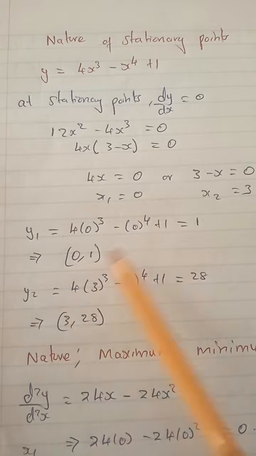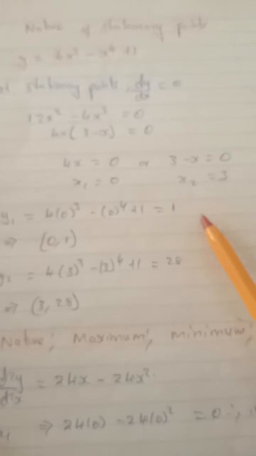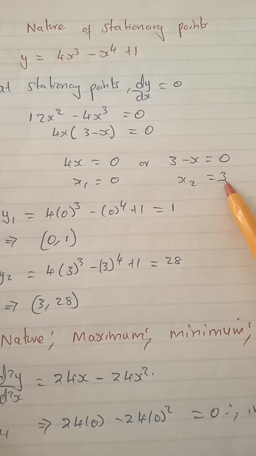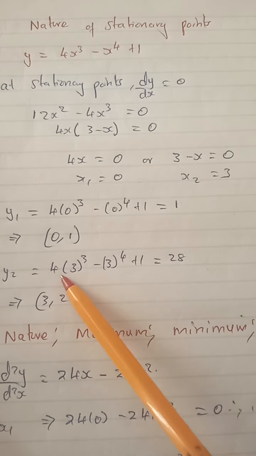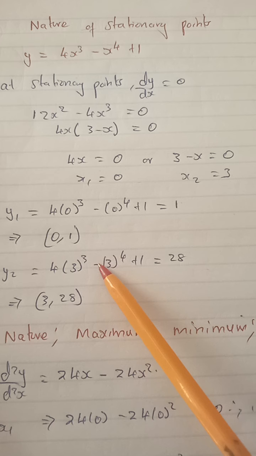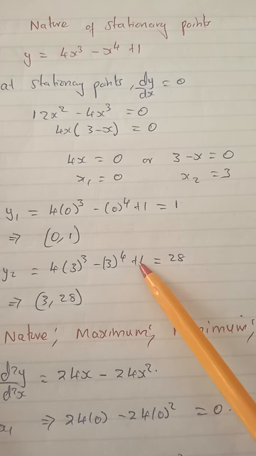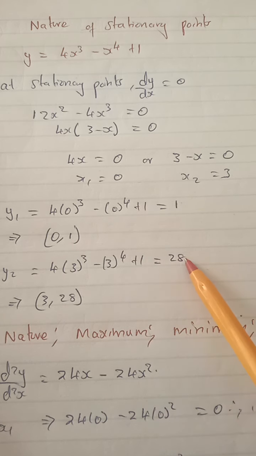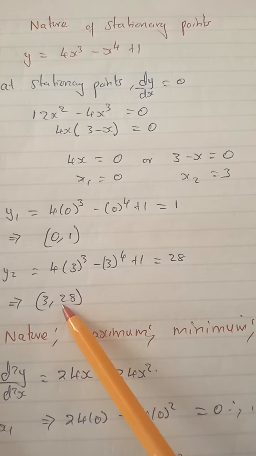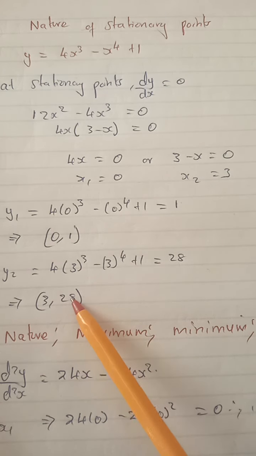The value of y2 also goes with the value of x2 that you have found. x2 is equal to 3. So replacing also gives us 4 in bracket 3 cubed minus 3 raised to 4 plus 1, which gives you 28. Therefore, that stationary point, when x is 3, y is 28.